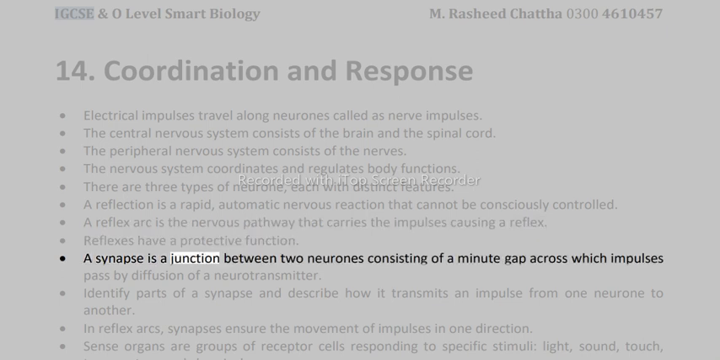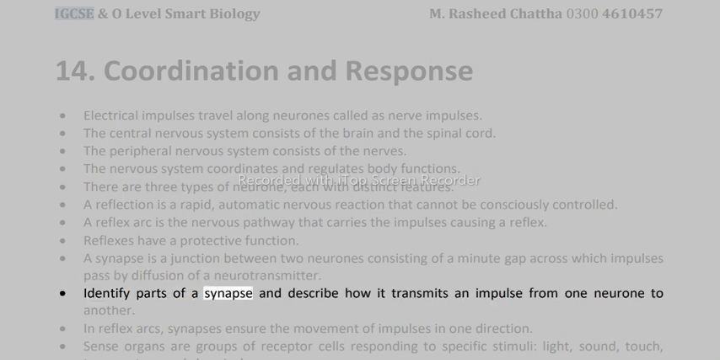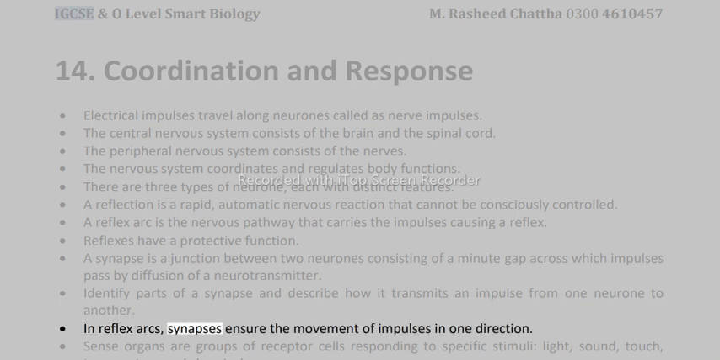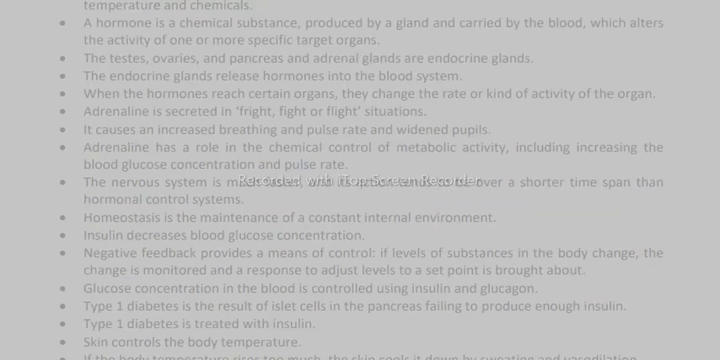A synapse is a junction between 2 neurons consisting of a minute gap across which impulses pass by diffusion of a neurotransmitter. Identify parts of a synapse and describe how it transmits an impulse from one neuron to another. In reflex arcs, synapses ensure the movement of impulses in one direction. Sense organs are groups of receptor cells responding to specific stimuli: light, sound, touch, temperature and chemicals.